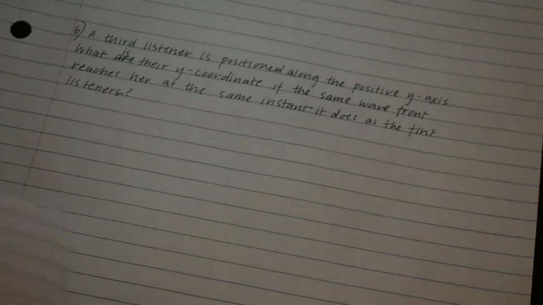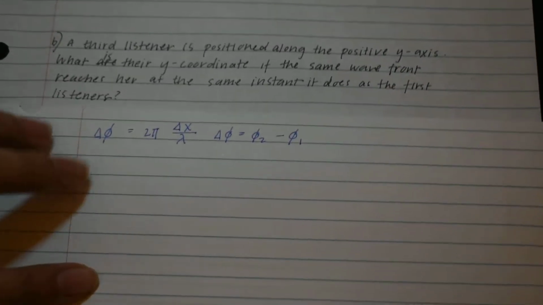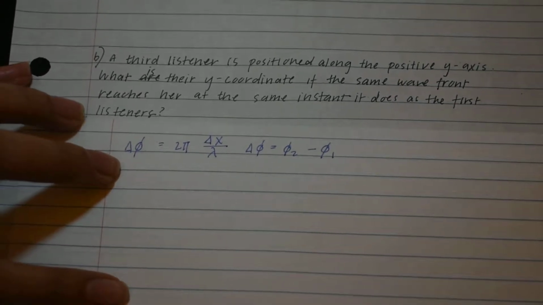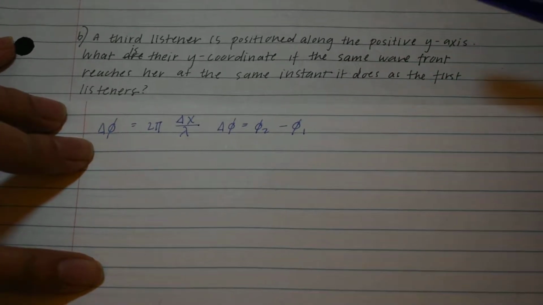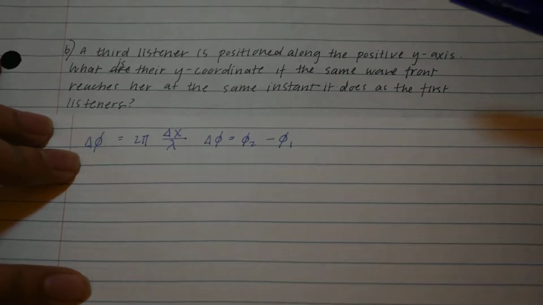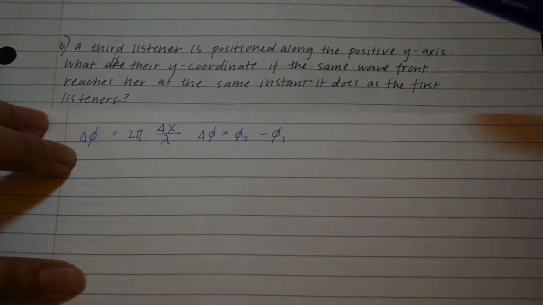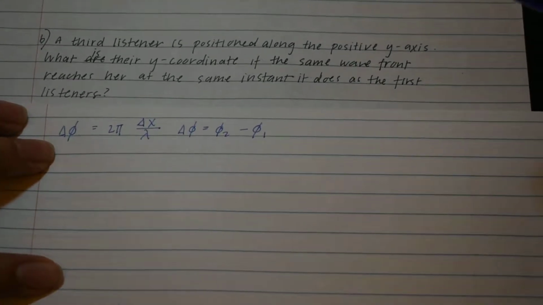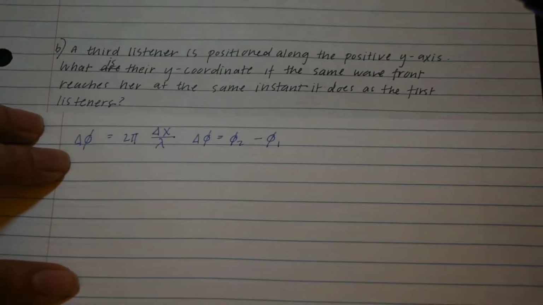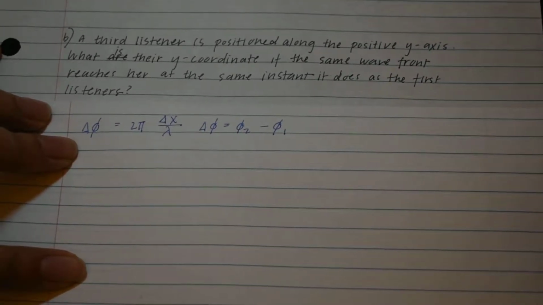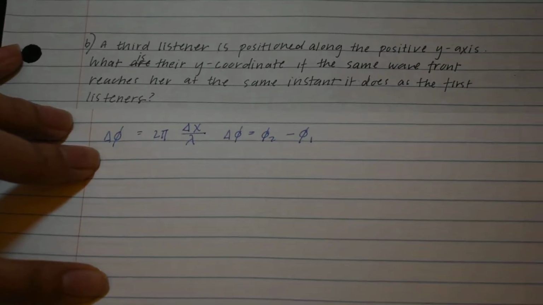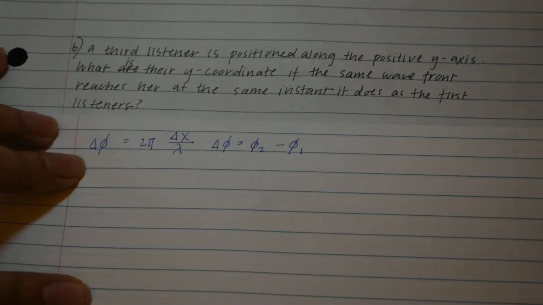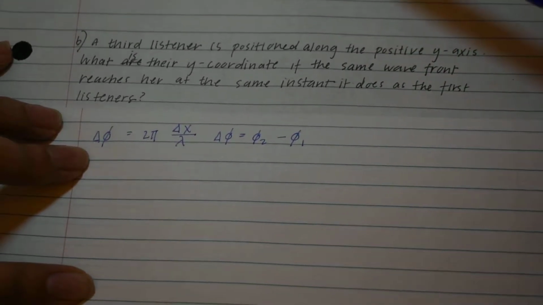Okay, so for part B, wait, did I write on that already? Oh, I did. So this is just, okay, a third listener is positioned along the positive y-axis, and we want to find the y-coordinate if the same wavefront reaches her at the same instant it does as the first listeners. Since the third person is also listening to the same wavefront, that means they are the same distance from the source, which is 5 meters, and we know that from part A.